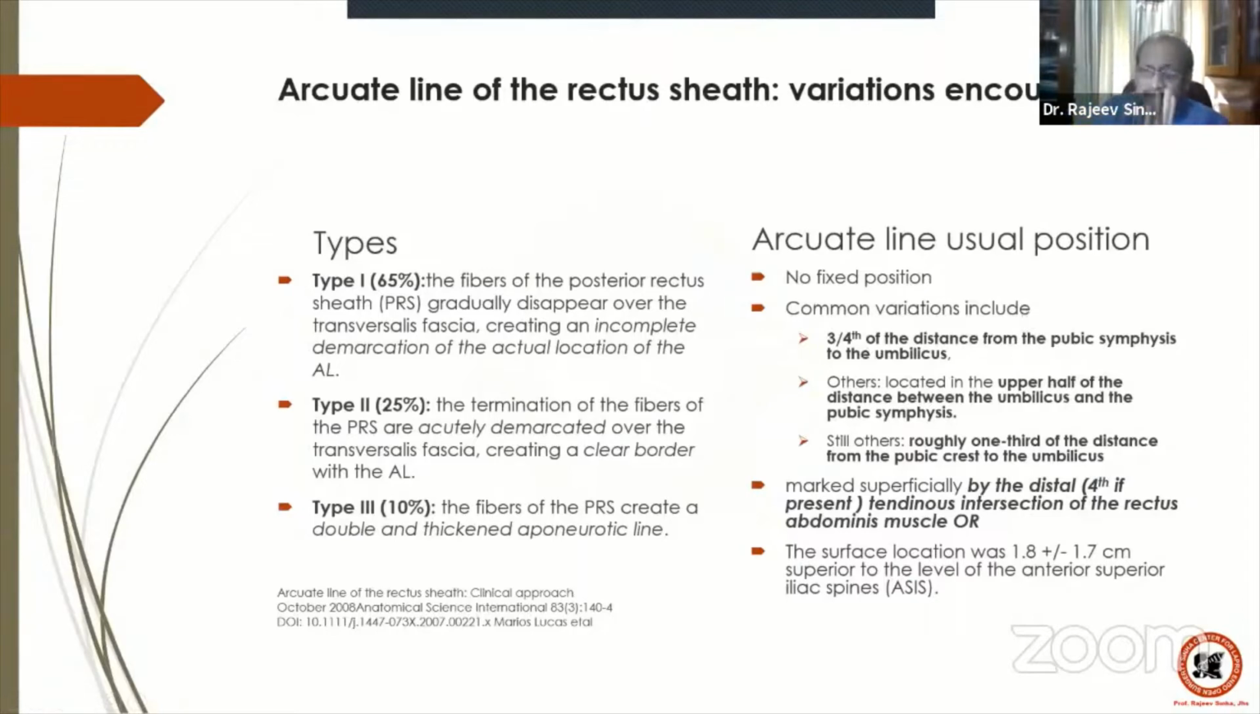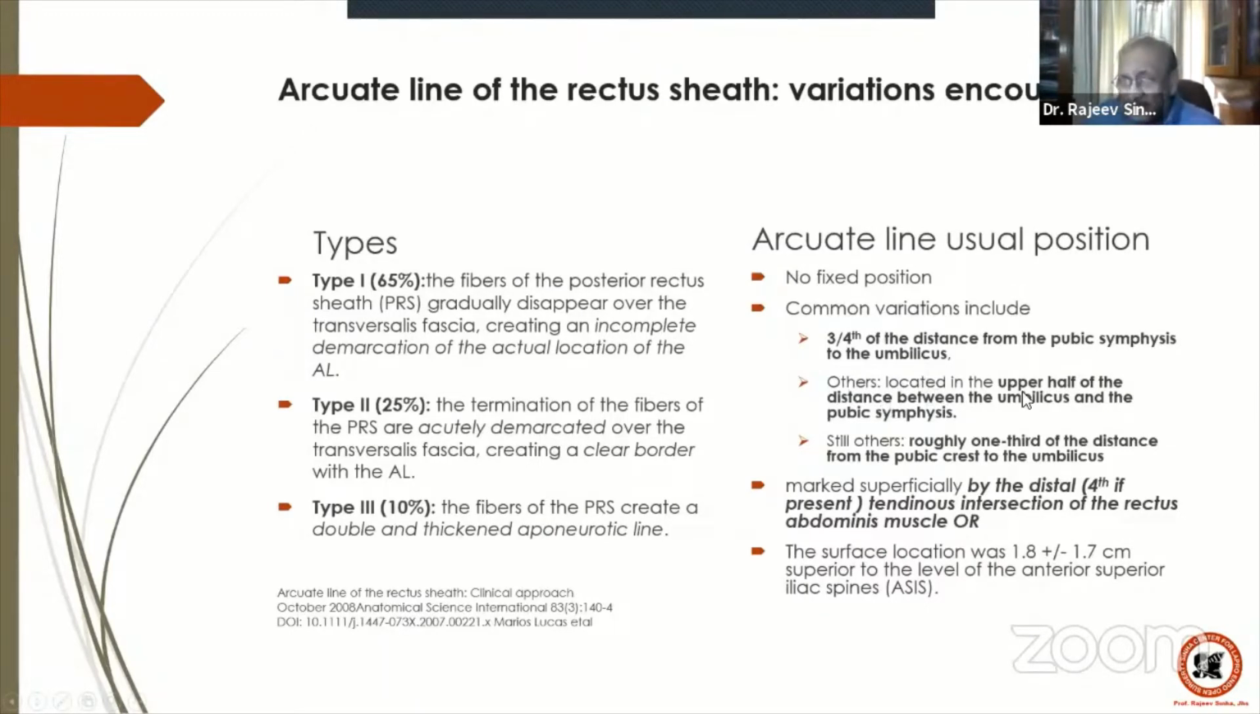Again, it does not have a special position. I said that it's found midway between the pubic symphysis and umbilicus, or 1/3 or 2/3. No, there's nothing like that. 3/4 of the time, it is at 3/4 the distance from the pubic symphysis to the umbilicus. That means you're measuring the distance from the symphysis to the umbilicus, and 3/4 distance. That means 1/4 below the umbilicus.